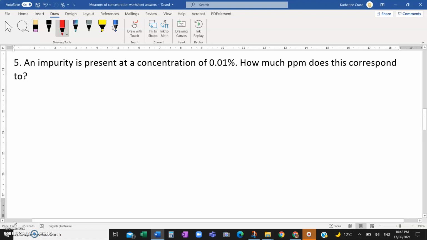Okay, so when we look at this, in this question, we've been given a percentage, and we need to convert that to ppm. Now, if you can't remember, ppm is equal to parts per million. I calculate this differently to the way the worksheet tells you, but it comes out correct. So I'm going to show you my way, but the book has its own way as well.